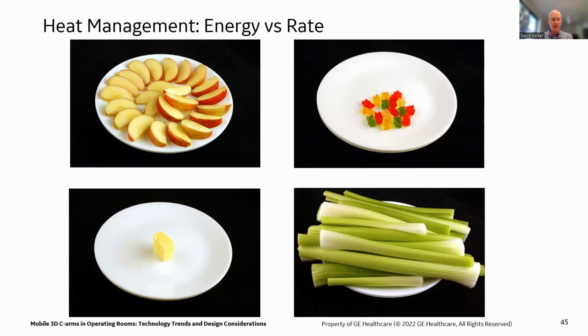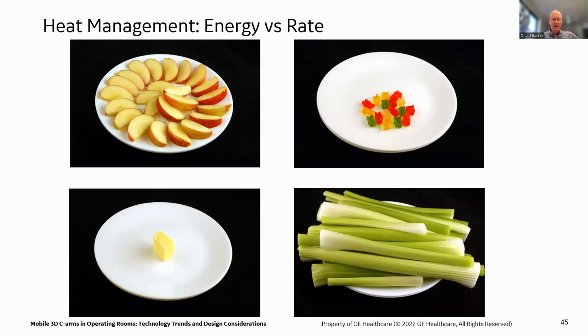It's going to burn the butter much differently than it's going to burn the celery. It's going to burn the apples much differently than it's going to burn the gummy bears. As people talk about heat, again, for 3D, heat is not a big deal. Heat is never a limiting factor in the design. Heat is the big issue for a two-dimensional system, not a three-dimensional system.